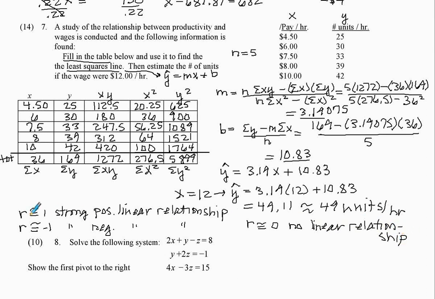So remember, approximately 1 would be, well, 0.85, 0.9, 0.95. Those are nice, strong linear relationships. And on the negative side, negative 0.85, negative 0.9, negative 0.95. Here r is approximately 0, so 0.1, negative 0.2. Those are pretty close to 0. Not really a lot of relationship.